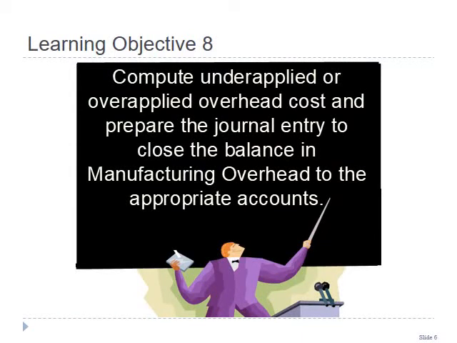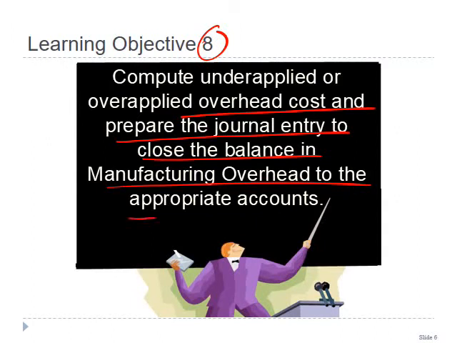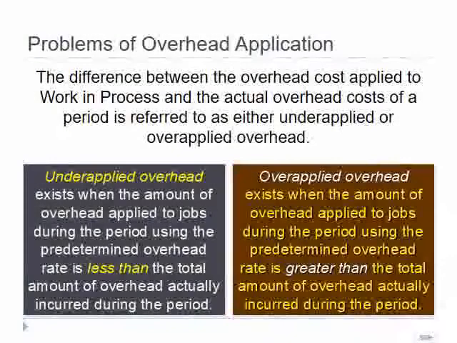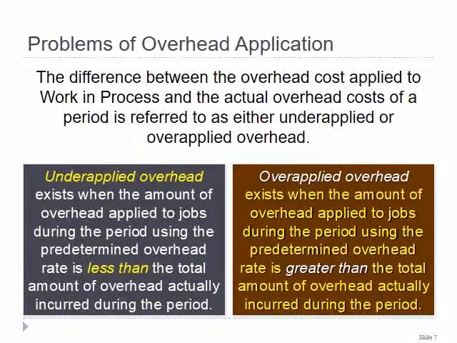So we are starting our learning objective 8, which states: compute underapplied and overapplied overhead cost and prepare journal entry to close the balance in the manufacturing overhead to appropriate accounts. So let's explore this LOS. When we apply overhead on the basis of a predetermined overhead rate, it is likely that the amount of overhead applied will be different from the amount of overhead actually incurred during the period.